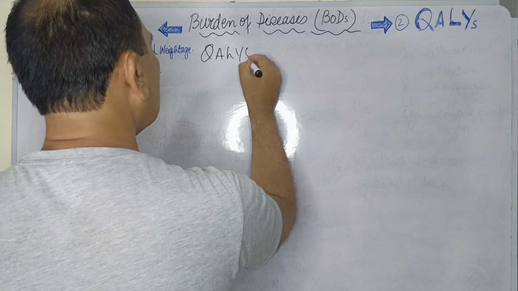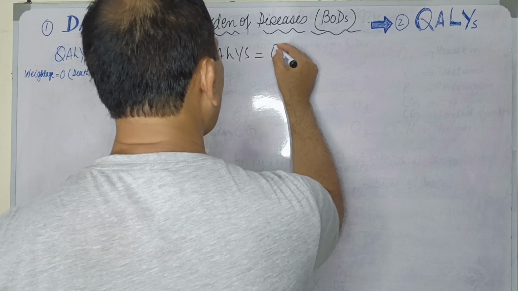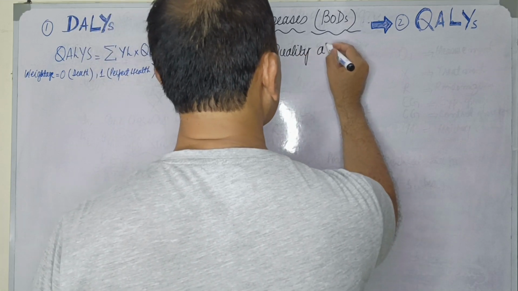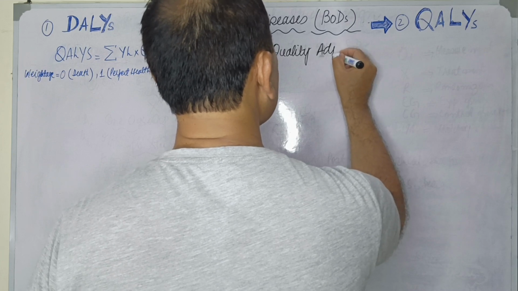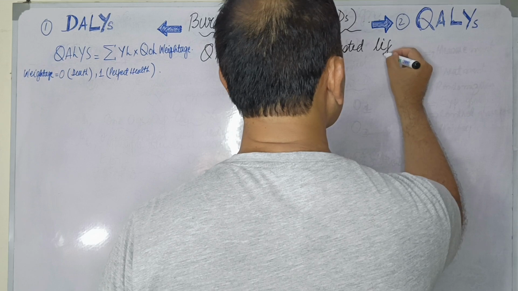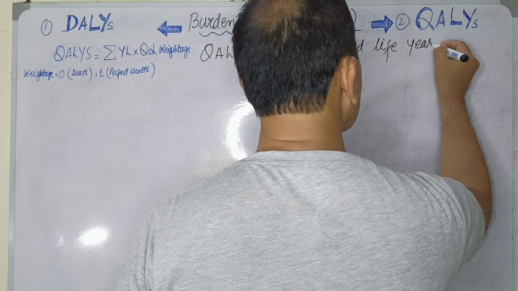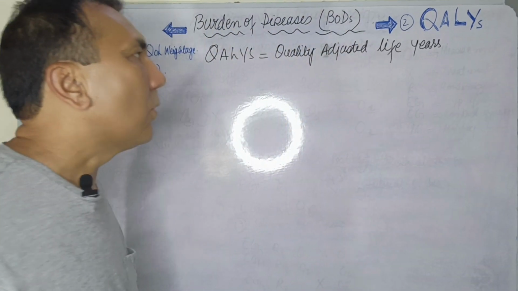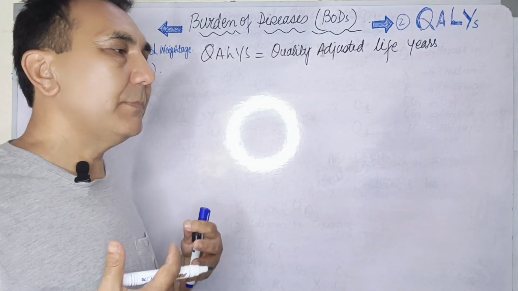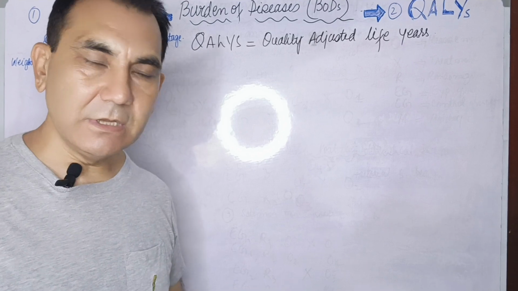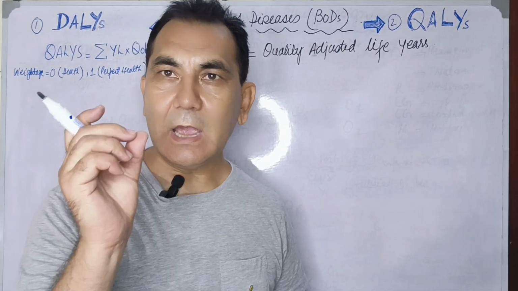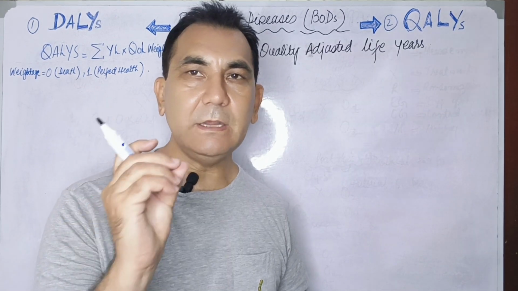QALYs is an abbreviation that stands for quality adjusted life years. Quality adjusted life years is another tool which measures the burden of disease, but it is used in health economics to measure the effectiveness of any intervention.